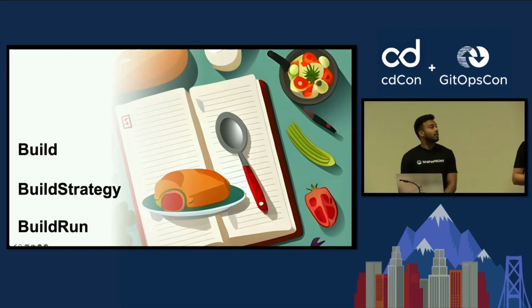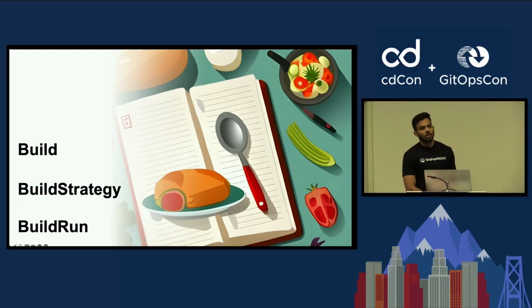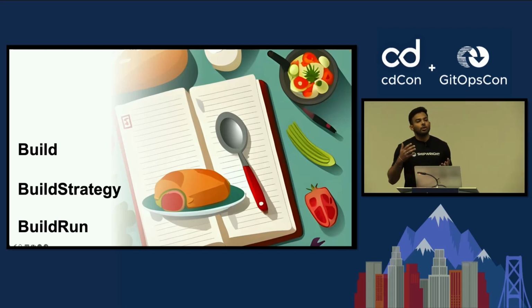So in Shipwright there are a few core concepts which we would like to explain first. These are builds, build strategies, and build runs. A build is what you want us to build for you. Here you can specify where we can get the source code from, or you can also provide the source code from your local machine.